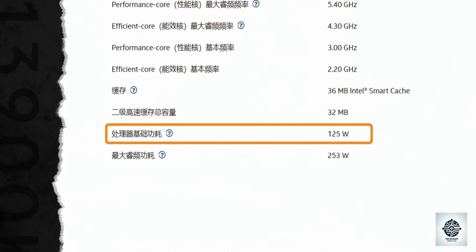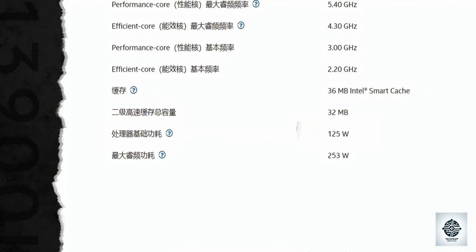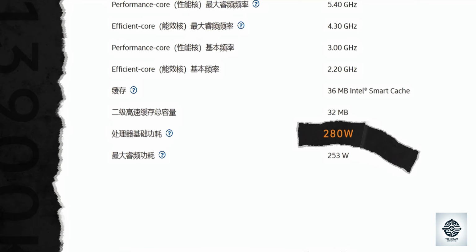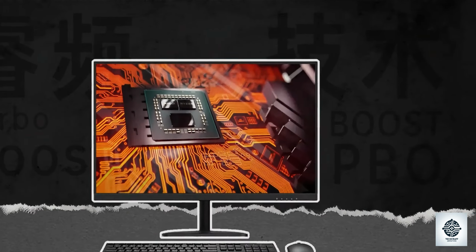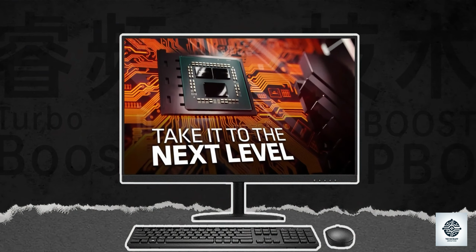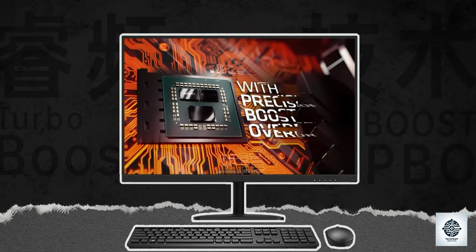For example, the TDP of the Intel 13900K CPU is listed as 125 watts, but in reality, when the cooling solution allows and the CPU runs at maximum frequency, it can consume up to 280 watts. This discrepancy is mainly because different manufacturers have their own definitions of TDP, and different brands apply different standards.